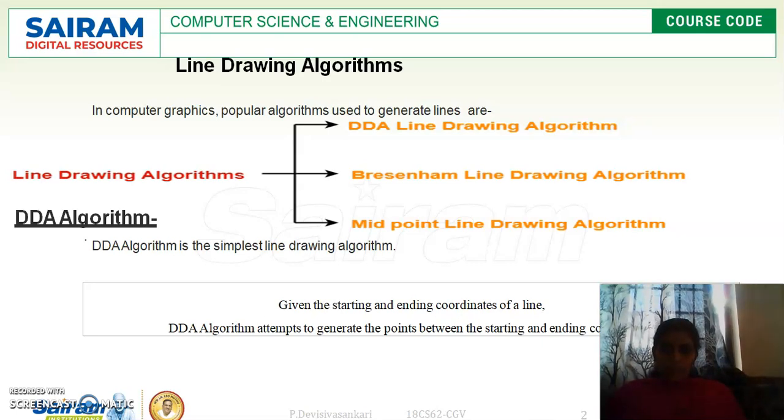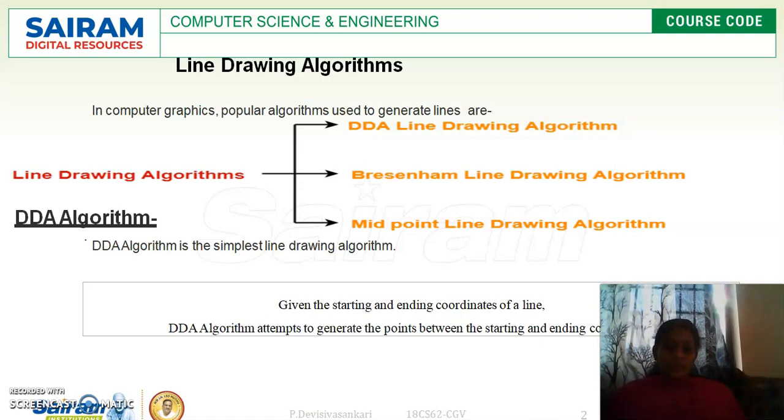In computer graphics, we have many algorithms to draw lines, but especially in our course, we are going to concentrate on three different algorithms. The very first one is called the DDA algorithm, the second one is Bresenham's line drawing algorithm, and the third algorithm is the midpoint line drawing algorithm.